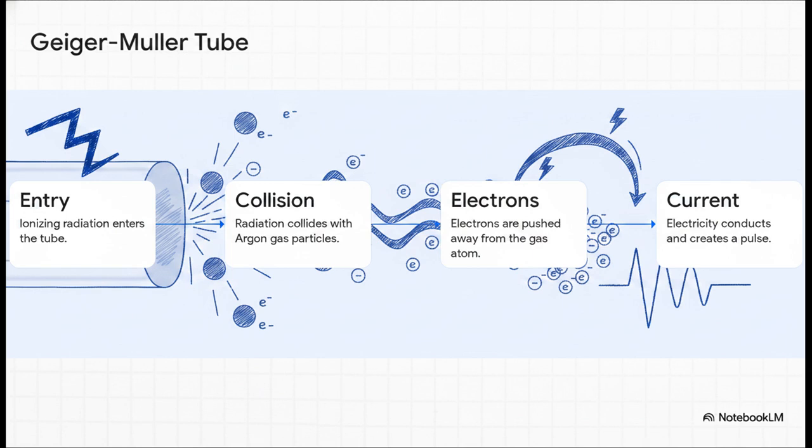First, ionizing radiation enters the tube. Second, it collides violently with argon gas particles sealed inside. Third, this intense impact physically knocks electrons away from those gas atoms. And finally, that knocked-loose electron conducts electricity, creating a measurable pulse of current. The machine basically just counts those tiny electrical pulses, giving us a real-time rate of the radioactive decay happening right there in the room with us.